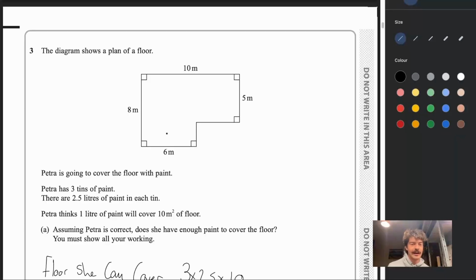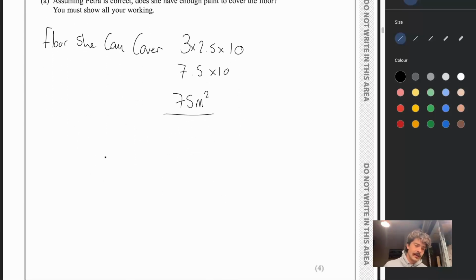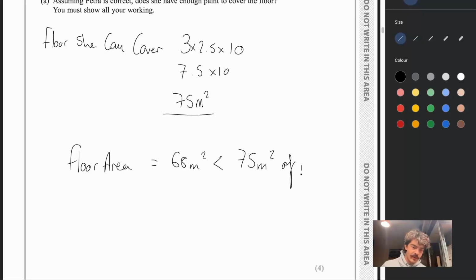Cool. Let's go back up here and analyze the size of our shape here. So we can see here that this part is going to be 8 by 6, and then this side is going to be 4 by 5. Notice I figured that out because this length was 10. We've got 6 down the bottom here. So quick bit of maths, right? 8 times 6, hopefully we can see that there's going to be 48, and then over here we're going to see that this is 20. Summing these together, we're left with 68. So clearly the floor area is equal to 68 meters squared, which is less than our 75 meters squared of paint. Which is great, because that means that she can cover the floor.